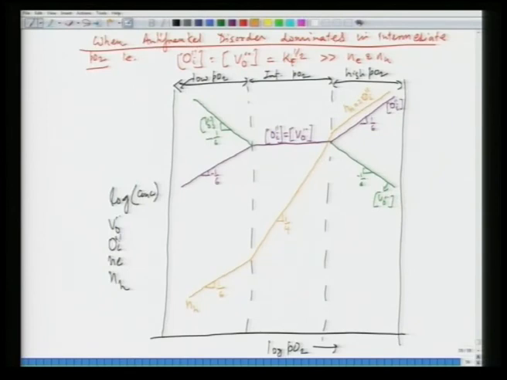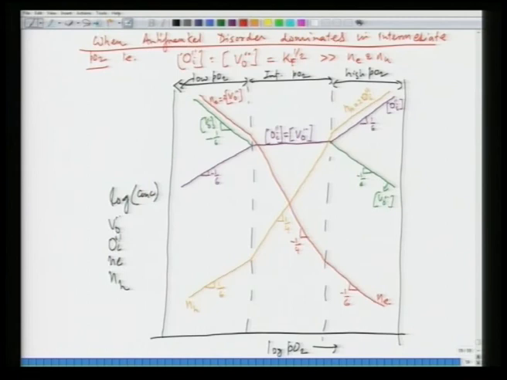Now, how do you plot NE? NE in this region is equal to 2 of VO. It goes as minus 1 by 4 in this region, so this would be minus 1 by 4. It again goes as minus 1 by 6 in the high pressure region, the line is a little off.